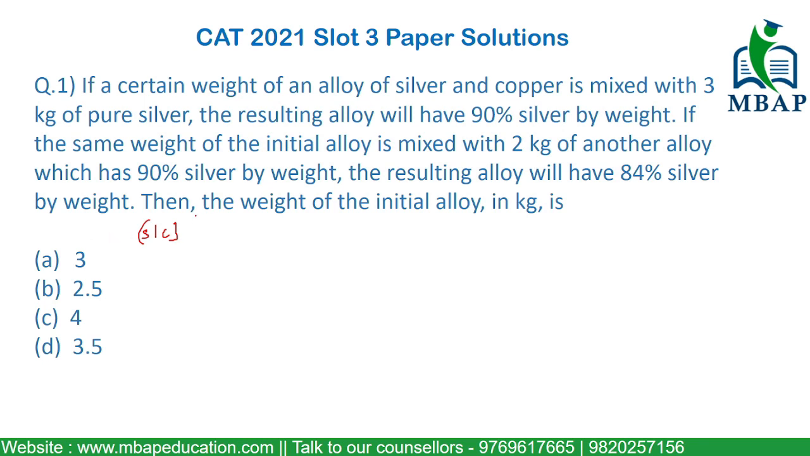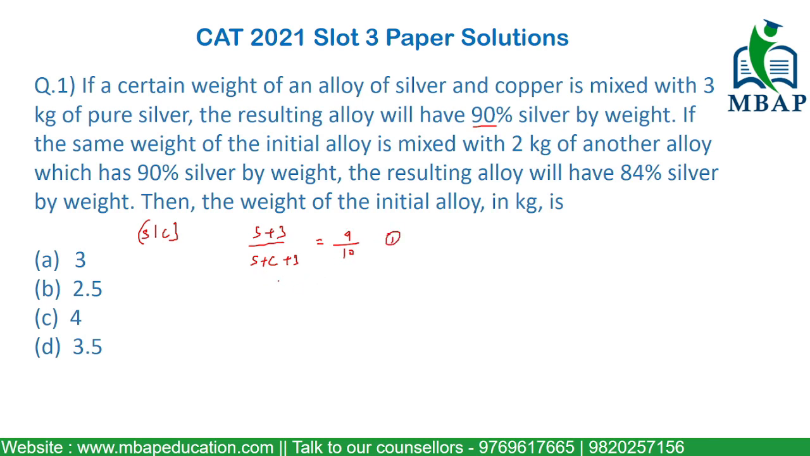Now in the first stage they are saying when you mix the alloy with another 3 kg of pure silver, the resultant is 90%. So S plus 3, where S is the original silver in the alloy and 3 kg of new silver is added, divided by the original alloy, which is S plus C, plus the new 3 kg of silver that has also been added. This value is 90%, so let's put this as 9 upon 10.